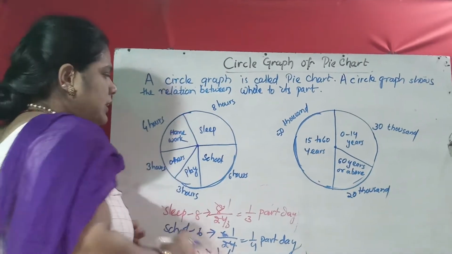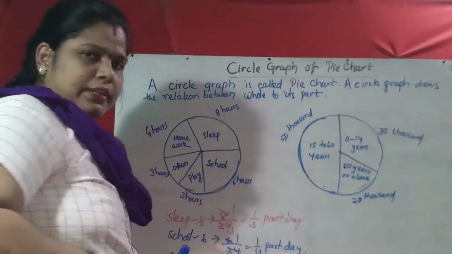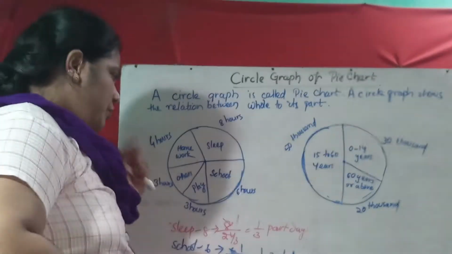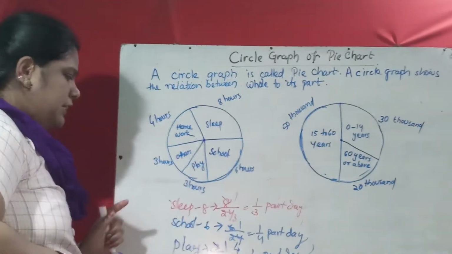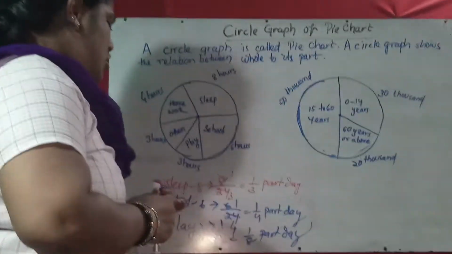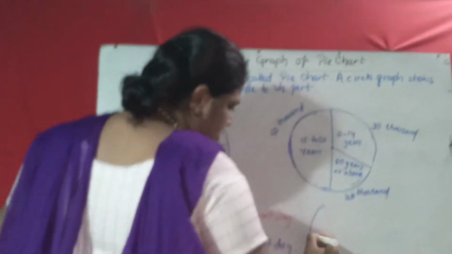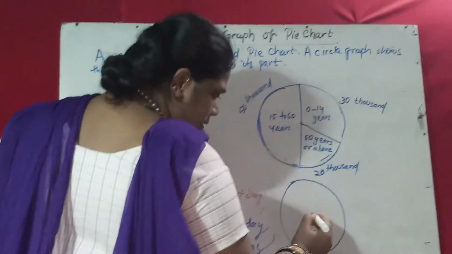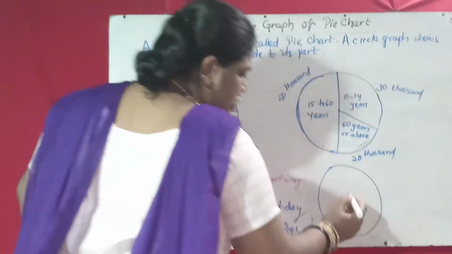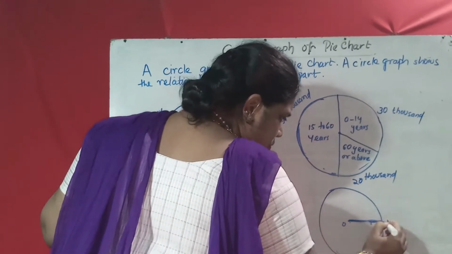Then suppose you are given the parts of the day, how will you draw the pie chart or circle graph? For that also, suppose sleeping is 8 hours, school 6 hours, play 3 hours. So how will you draw a pie chart? Draw a circle. When you draw a circle you get a center, then just draw a radius, any radius, 0 to a.